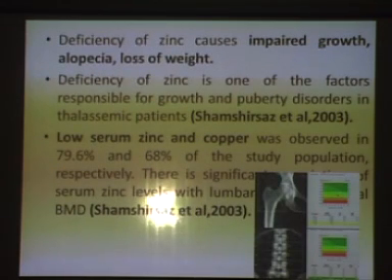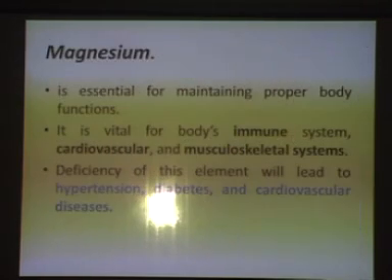Deficiency of zinc causes impaired growth, as mentioned in previous lectures today. It causes alopecia and loss of weight. Deficiency of zinc is one of the factors responsible for impaired growth and puberty in thalassemia, and zinc supplementation is documented to achieve proper growth and puberty in thalassemia. Also, zinc deficiency causes decrease in bone mineral density.